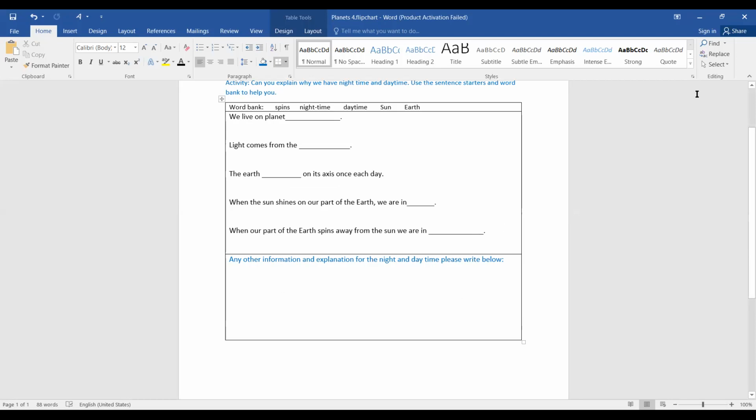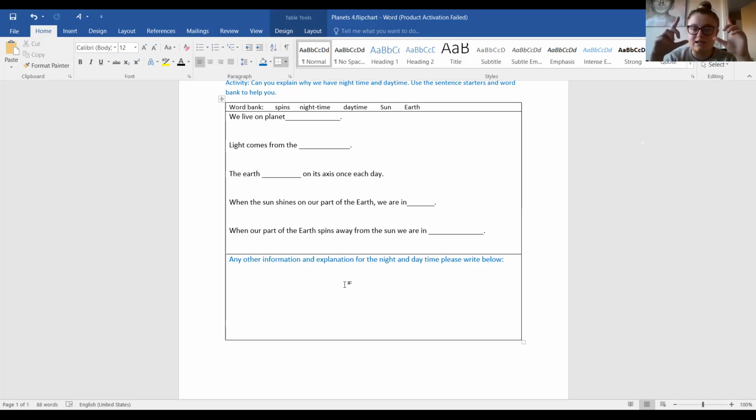Okay, so that is it for your 4th lesson on planets today. Tomorrow is our last lesson on planets. Just make sure if you do a sundial, please email it in because I would love to see some pictures of it. In this any other information part, you could draw a picture, draw a diagram on a piece of paper, take a picture and put it in. You could also show me a diagram, take a picture again and put it in, or you can just write some extra sentences and extra facts.